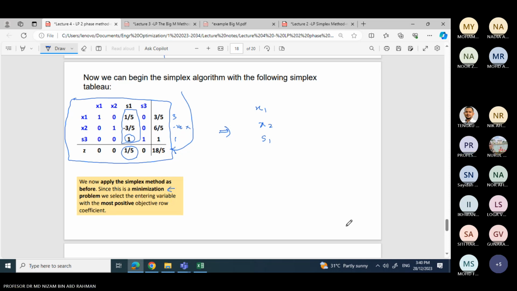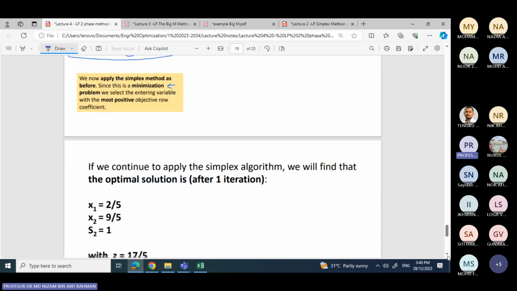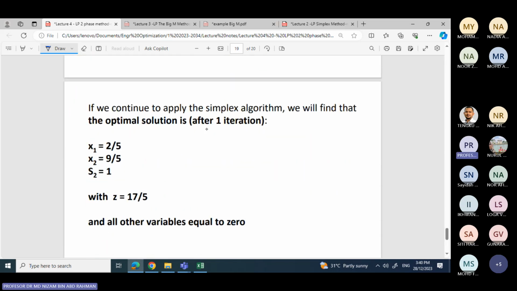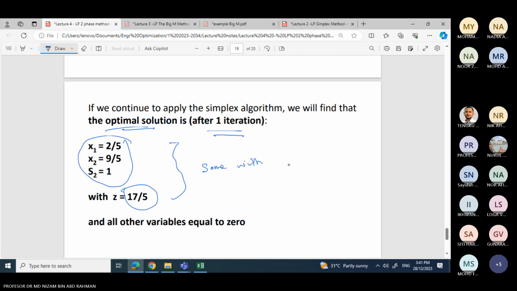And then you perform the simplex methods as we did before. Right? And if you do that, after one iteration, you're going to achieve the optimum solution. And the optimum solution is X1 equals 2/5, X2 is 5/9, S2 is equal to 1, and Z equals 15/5. So this is basically the same result that we got with the big M method.